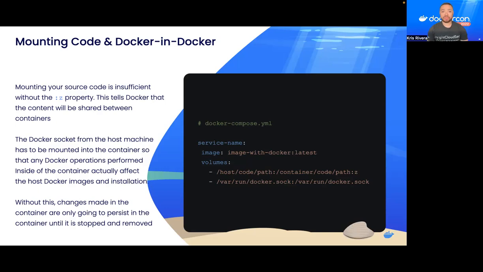The Docker socket from the host machine has to be mounted into the container so that any Docker operations performed inside of the container actually affect the host Docker images and installation. Without this, changes made in the container are only going to persist in the container until it is stopped and then removed.